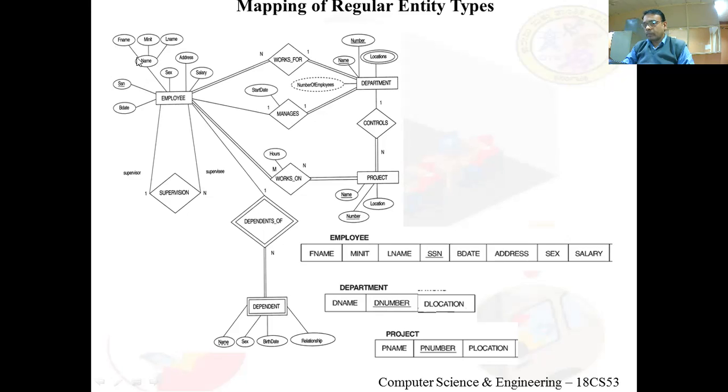First name, middle initial, last name, SSN, birth date, address, sex, and salary will be added with respect to employee. In the case of department, name, number, and location have been added. And the primary key is identified and it is underlined. So that is our first step, mapping regular entities.